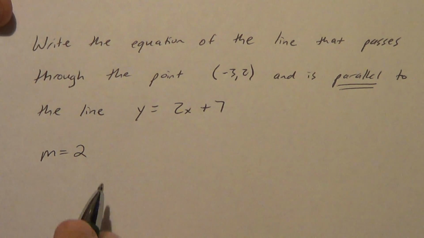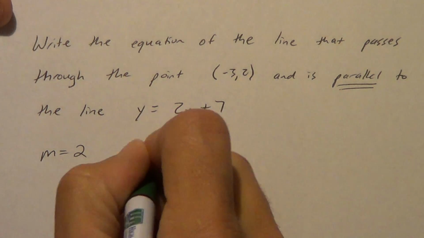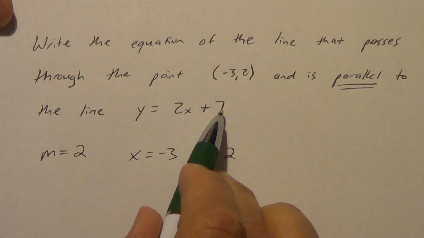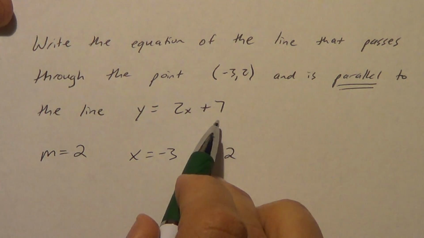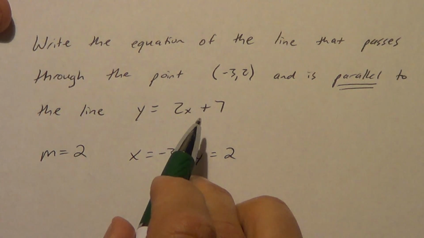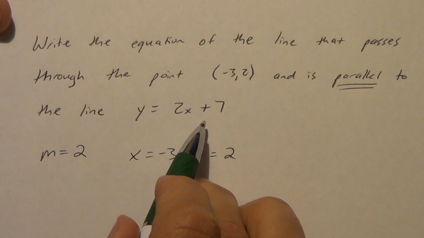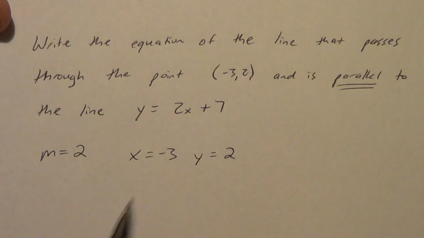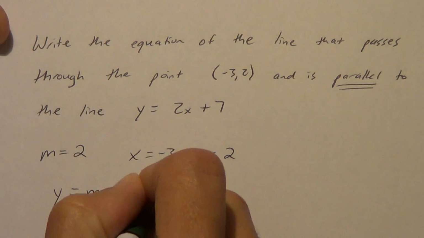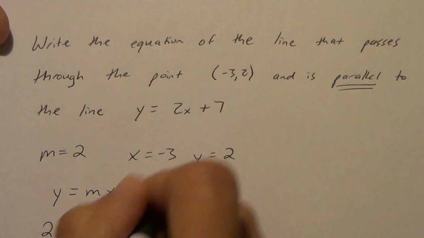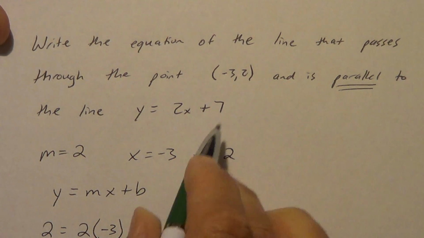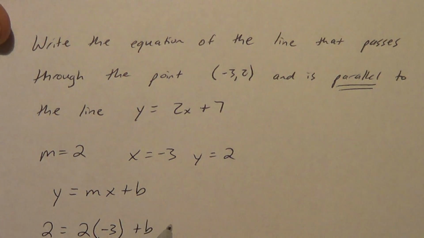Then we have an x and a y value. X equals negative 3, y equals 2. That comes from right here. You guys remember what this plus 7 has to do with the problem? The original plus b has absolutely nothing to do with the problem. Nothing. Now, if we're going to use slope-intercept form, y equals mx plus b, our y value is 2, m is also 2, x is negative 3, and plus b. Remember, the plus 7 has nothing to do with the problem.